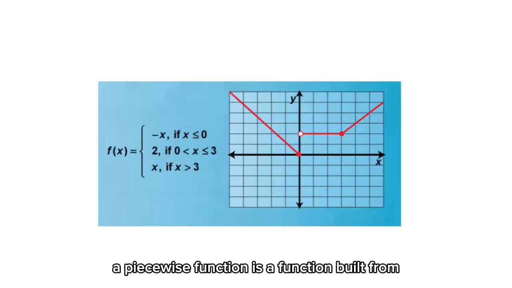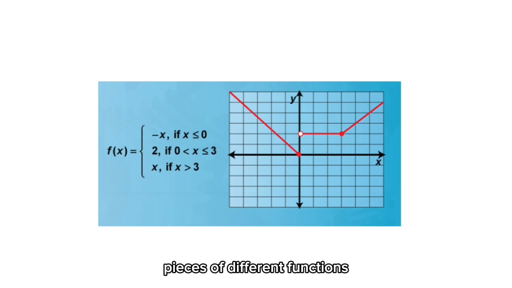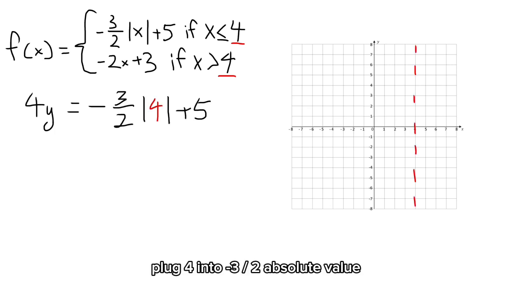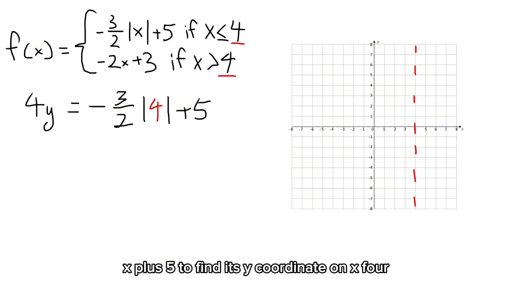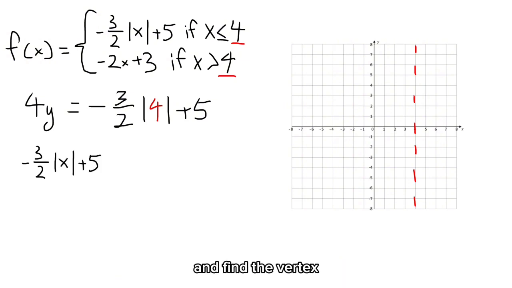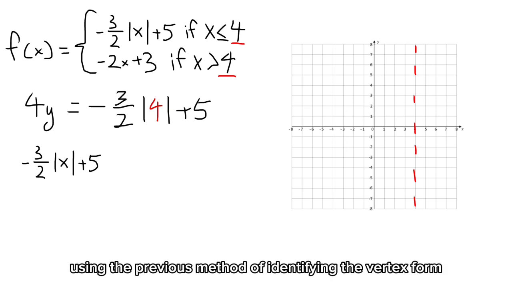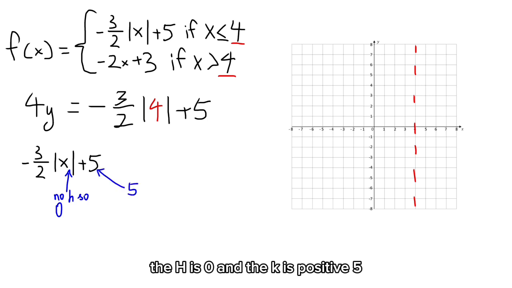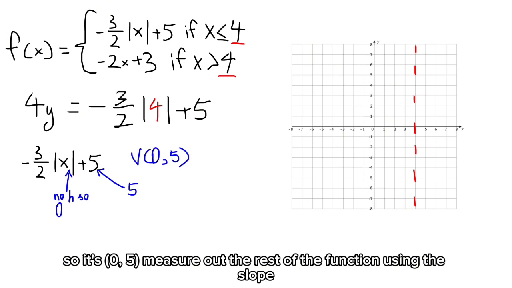A piecewise function is a function built from pieces of different functions over different intervals. For example, in this question, x equals 4 is where both functions start. So let's mark it with a dotted line. Plug 4 into -3 divided by 2 absolute value of x plus 5 to find its y-coordinate at x equals 4. And find the vertex using the previous method of identifying the vertex form. The h is 0 and the k is +5, so it's (0, 5). Measure out the rest of the function using the slope.